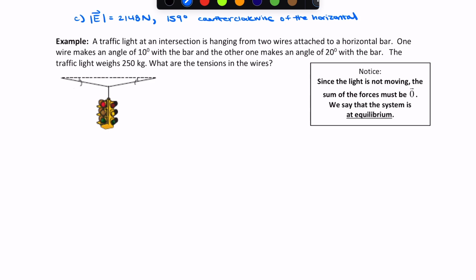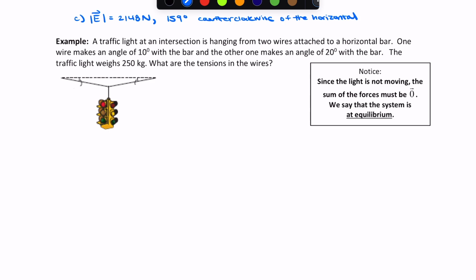Okay, so here we see that a traffic light at an intersection is hanging from two wires attached to a horizontal bar. One wire makes an angle of 10 degrees with the bar, and the other one makes an angle of 20 degrees, again with the bar. The traffic light weighs 250 kilograms. What are the tensions in the wires?